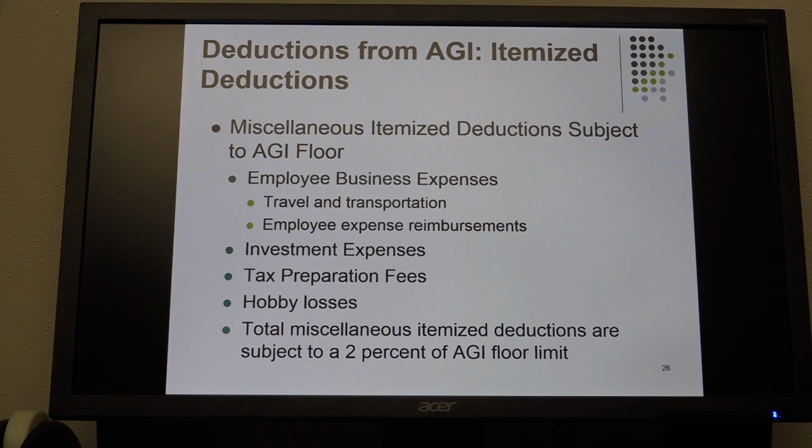Neither of those are qualifying job hunting expenses.